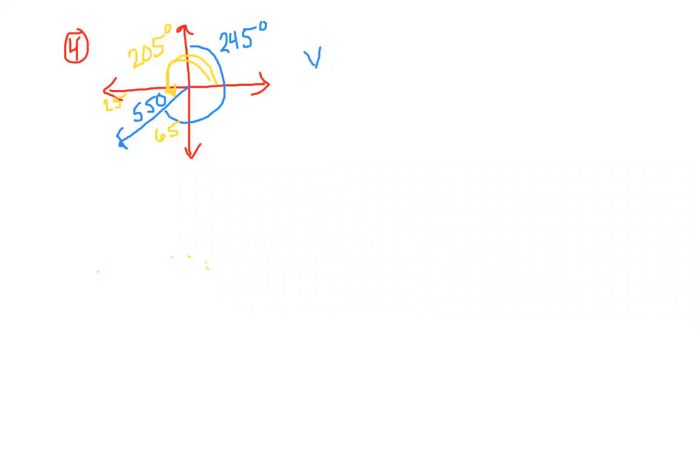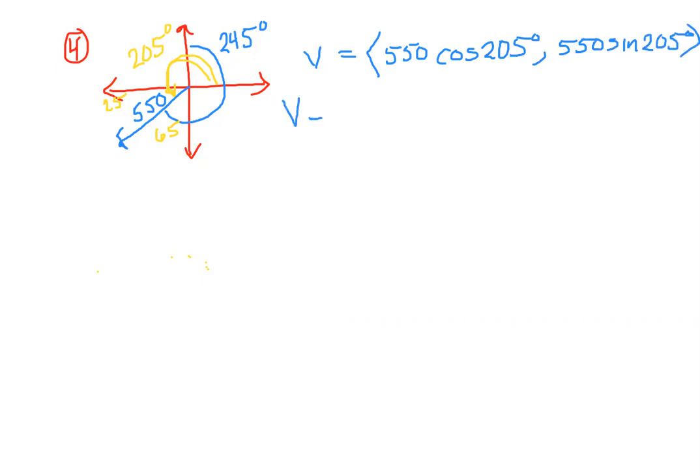So our vector or velocity is going to be our magnitude, which is 550, and then cosine of our angle, and 550 sine of our angle. So if you put those things in your calculator, you get negative 498.47, negative 232.44, which makes sense where it is. It's a negative x and a negative y. So that's your answer for number 4.